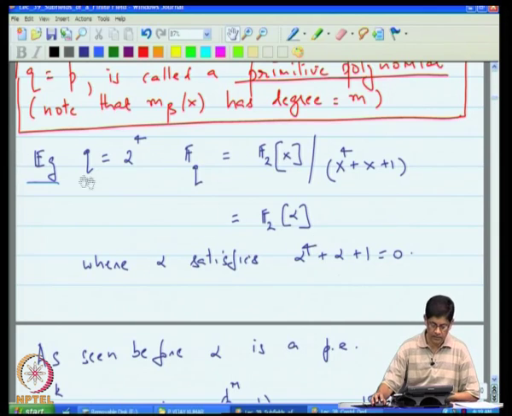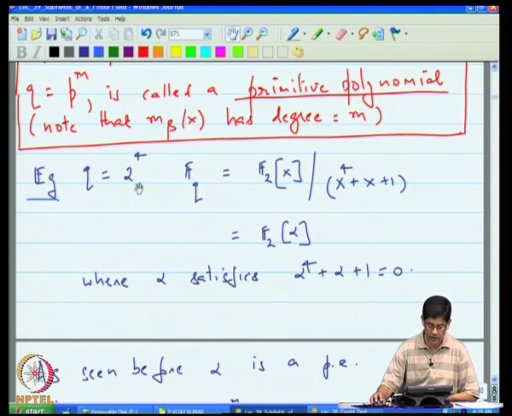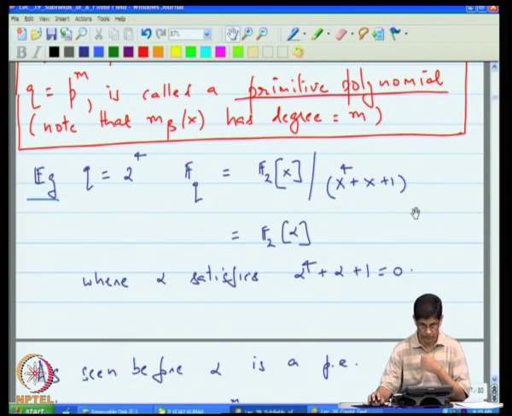Let us take an example. Supposing q is 2 to the 4, then the finite field of 16 elements, an example construction of that, we have seen this. You take the polynomials with binary coefficients and you reduce modulo the polynomial x to the 4 plus x plus 1.